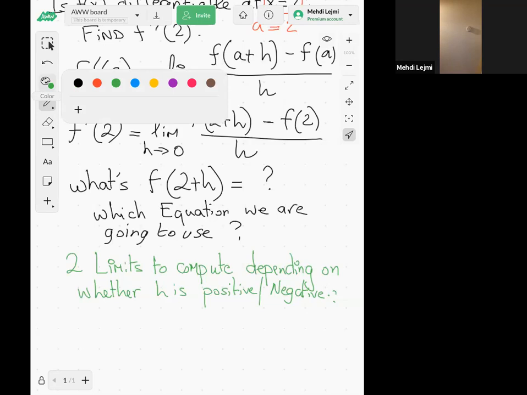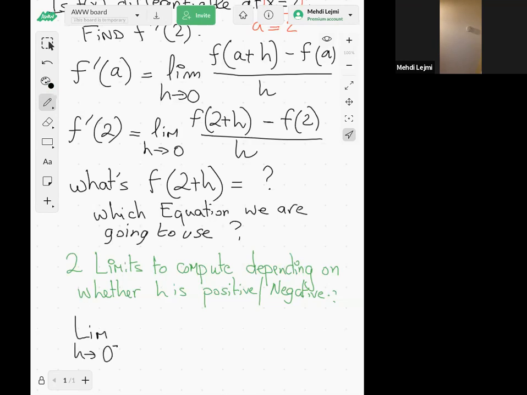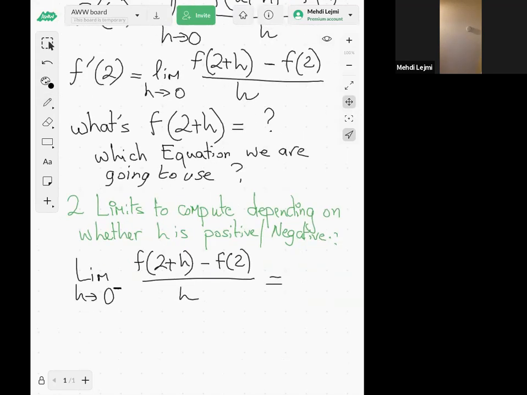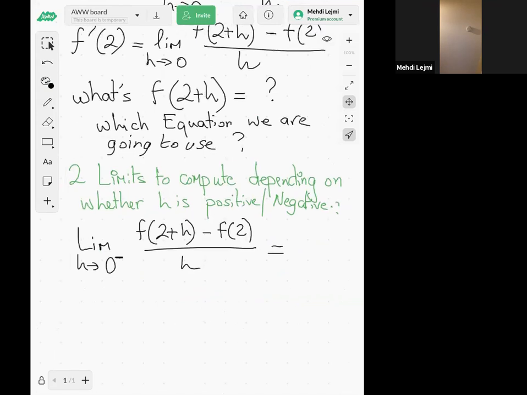So the first limit is when h goes to 0 from the left, so the limit as h goes to 0 minus of f of 2 plus h minus f of 2 over h. So in this case, because h is negative, 2 plus h is less than 2. Okay, so then we have to use the first equation.